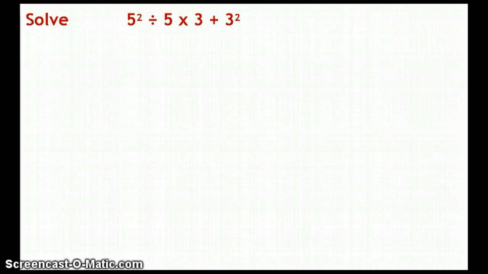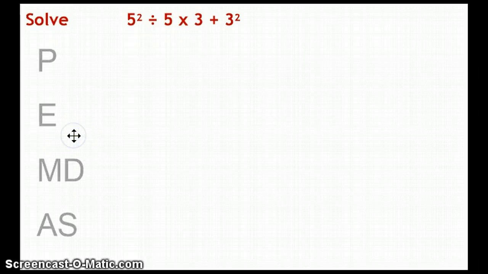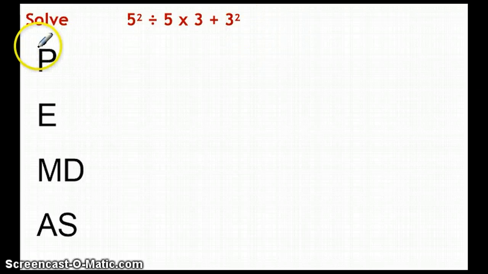In our next example, we're asked to evaluate what 5 squared divided by 5 times 3 plus 3 squared is equivalent to. The first thing that I want to do is write PEMDAS on the side, just to create a little checklist of what we had to do in order to solve the problem. So, we could begin with PEMDAS. Okay, so let's first go through our parentheses. Are there any parentheses in the problem? No. So we don't have to look at that.